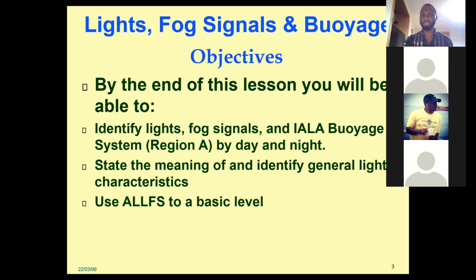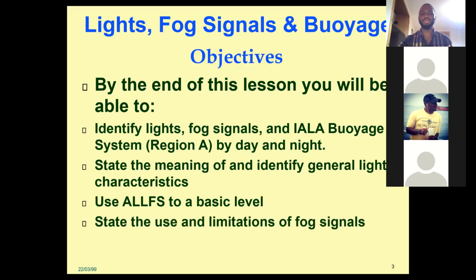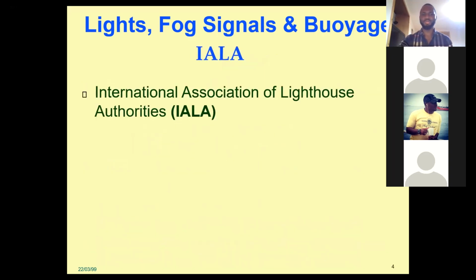Like I said, this lesson is just to help us identify fog signals and the Voyage system, especially in region A, by day and night. Let's look at the meaning and the general characteristics of these lights as well.